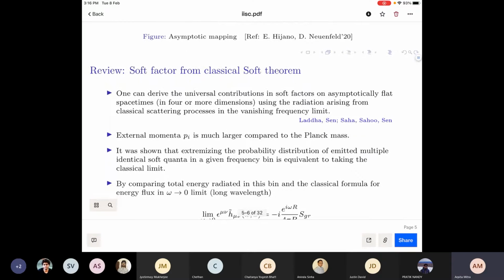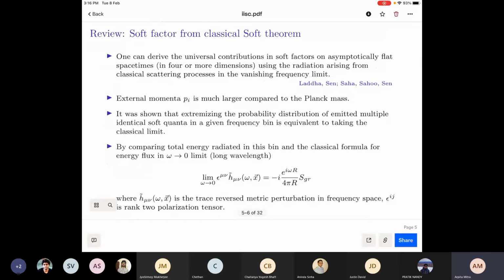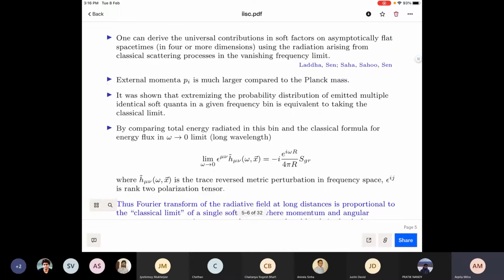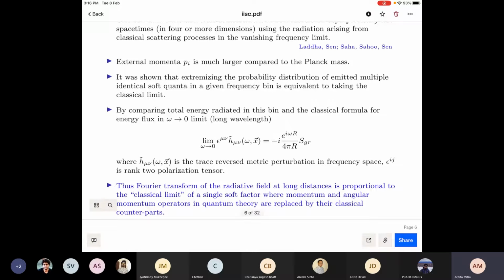Now I will briefly review how we compute a soft factor from the classical soft theorem. It was proposed by Sen and Laddha in 2017 and 2018. One can derive the universal contributions in soft factors on asymptotically flat spacetime in 4 or more dimensions using the radiation arising from classical scattering processes in the vanishing frequency limit. To take the classical limit, we have to consider that the external momentum p_i is much larger compared to the Planck mass. And in their work, it was shown that if we extremize a probability distribution of emitted multiple identical soft quanta in a given frequency bin, that is equivalent to taking a classical limit.